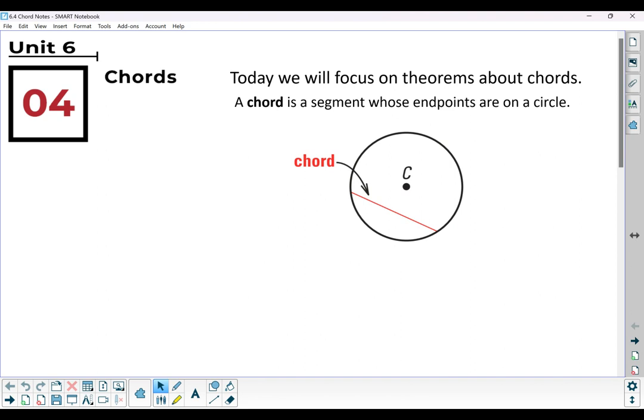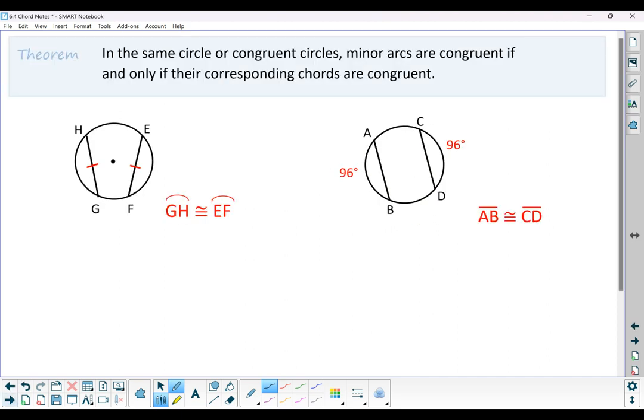We're going to be talking about chords. A chord is a segment whose endpoints are on a circle. So we've got two points on the circle, and they are connected by that red chord.